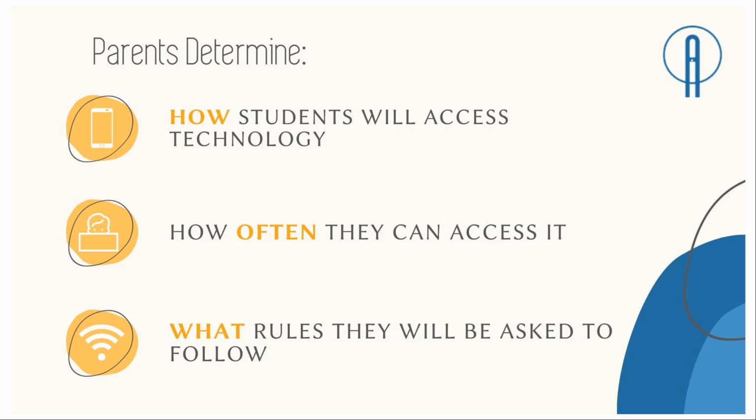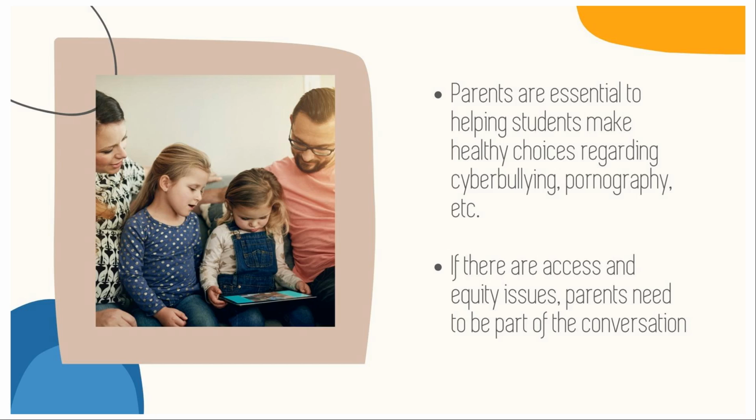Parents also determine the rules they will be asked to follow. If they do have different rules in their household around technology, a parent might decide, I'm not going to do this optional homework. I'm not going to engage in this. And that can affect the relationship between the school and parent and how that student's success is around their homework and learning.